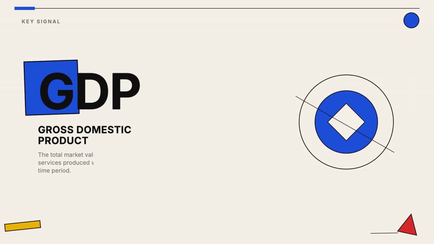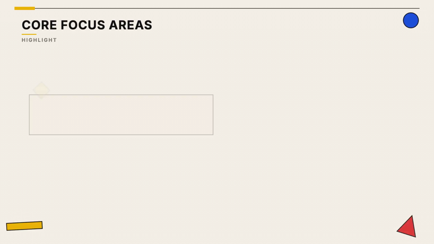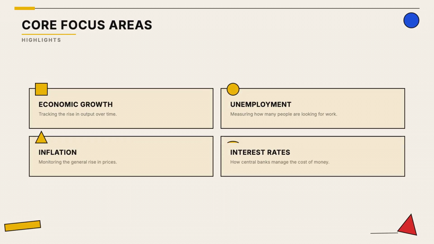The most famous measure is gross domestic product, or GDP. It acts like a scorecard for how much a country is producing. Economists focus on these four pillars to understand if the economy is heating up, cooling down, or staying stable.